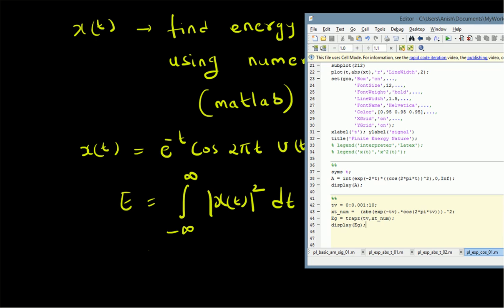Unfortunately, for this signal, we also have a closed form solution, so we can verify the result by using symbolic Matlab, and we can compute the energy of the signal by directly finding this integral using the function int. So let us look at these two results.